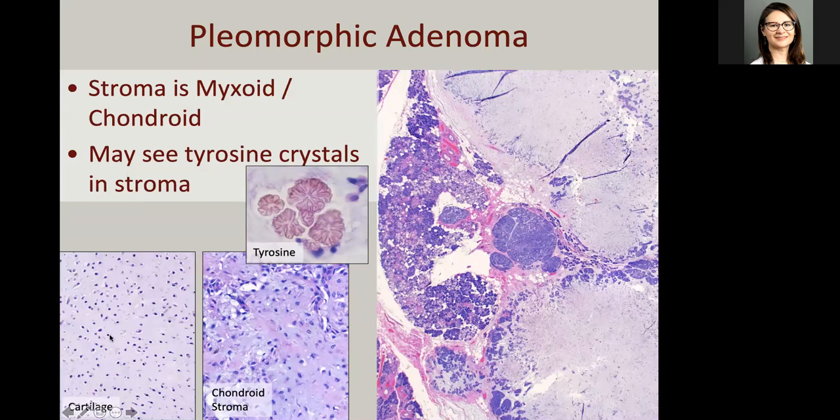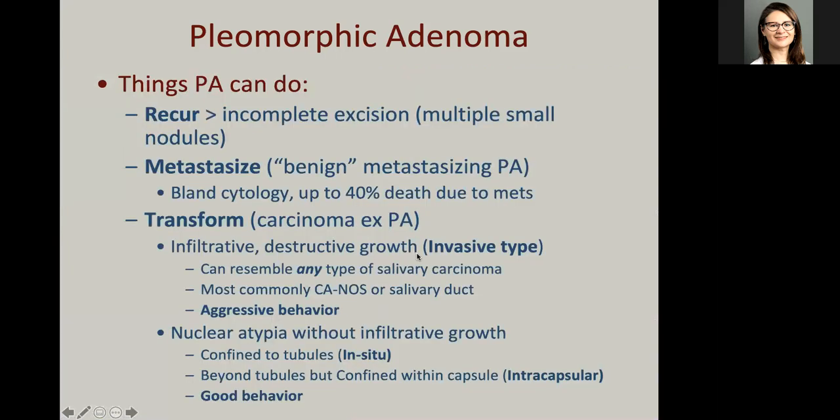Here's an example of cartilage on the left, a cartilaginous tumor. And here on the right is the chondroid stroma of a pleomorphic adenoma. So, all things being said, if you see something that looks like cartilage in the salivary gland, chances are you're just dealing with the chondroid component of a PA rather than a chondroma or something like that. Tyrosine crystals may be present in the stroma, which is very unique. Here on the right, you see this lobulated tumor with, again, this very pale stroma and normal salivary tissue on the left.